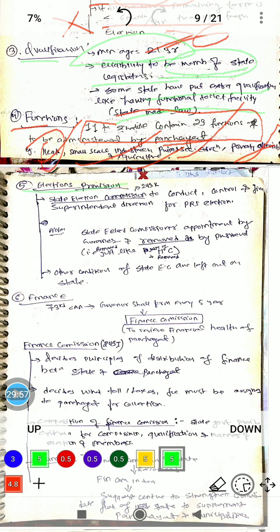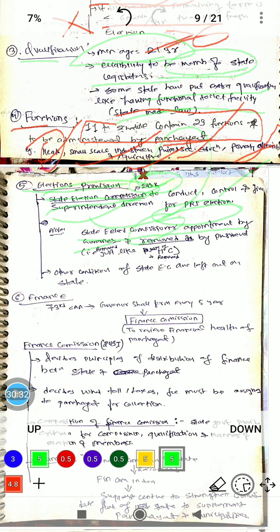So for election, if you look at Article 243K, it says that the State Election Commission will be there to conduct, control and give superintendence and direction of the PRI election. So Panchayati Raj election will not be done by the Election Commission of India, but by the State Election Commission. The State Election Commission is also a constitutional body under Article 243K. Note that the State Election Commissioner will be appointed by the governor.